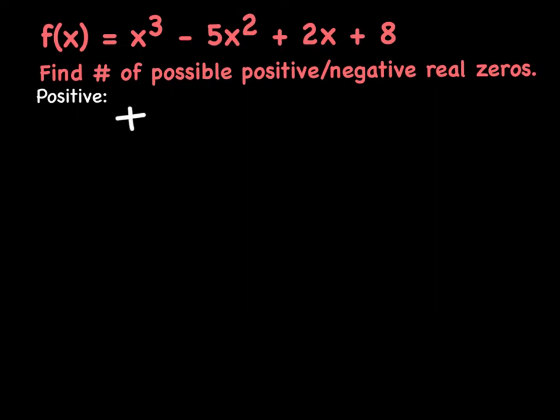Then the next term is negative 5x squared. All I'm going to do is just write down the negative sign. The next one is positive 2x, so I'm going to put another plus sign. And then lastly, it's positive 8, so I'm going to put a plus sign. So all we're going to do now is count the changes in signs. Over here it's going from positive to negative, that's 1. Then it's going from negative to positive, which is another 1. Positive to positive, the signs are the same, so we're not doing anything with it.